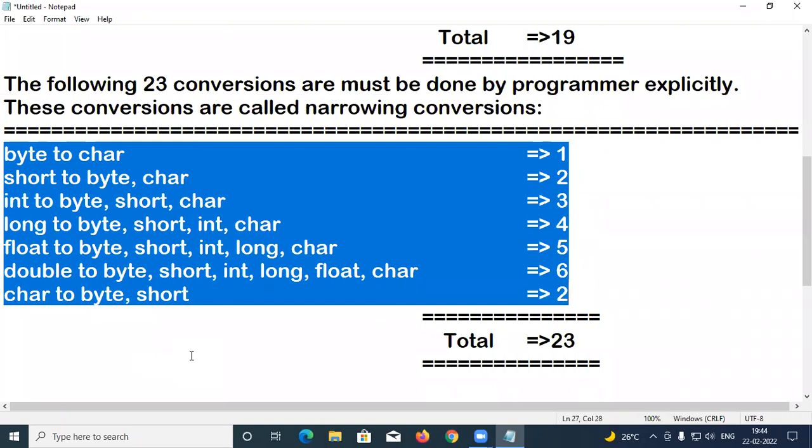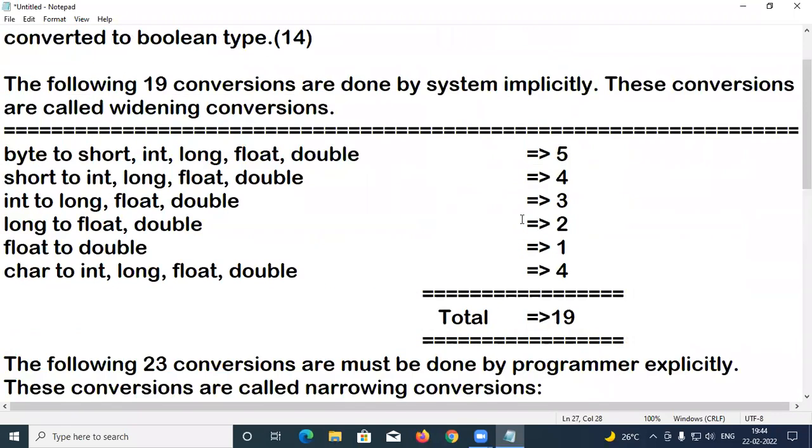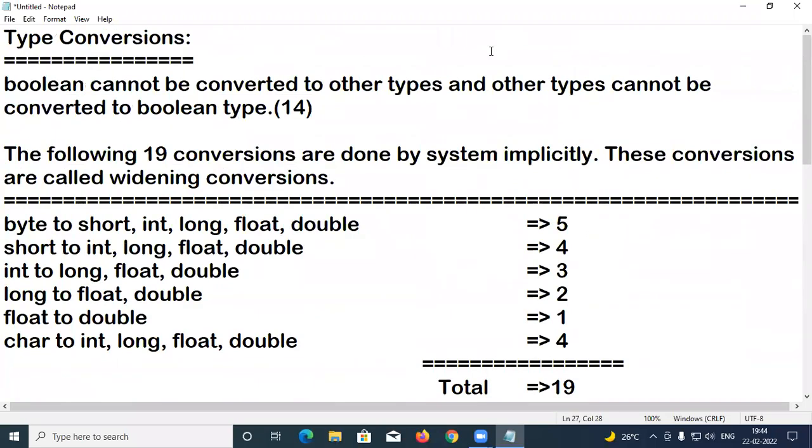If you remember this chart, now for code snippets, 56 code snippets, you can give the answer, possible or not. First of all, before going to examples, note down this one. Note down.